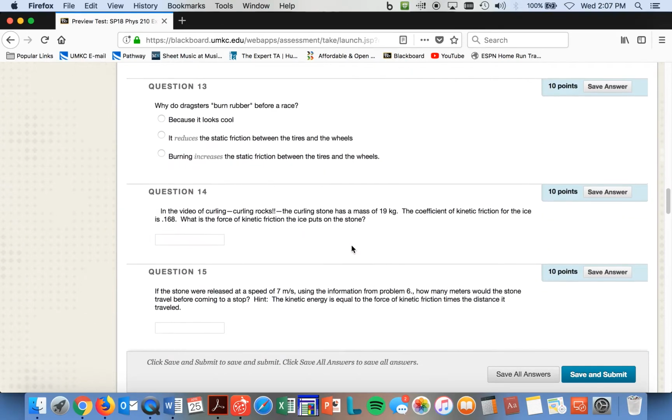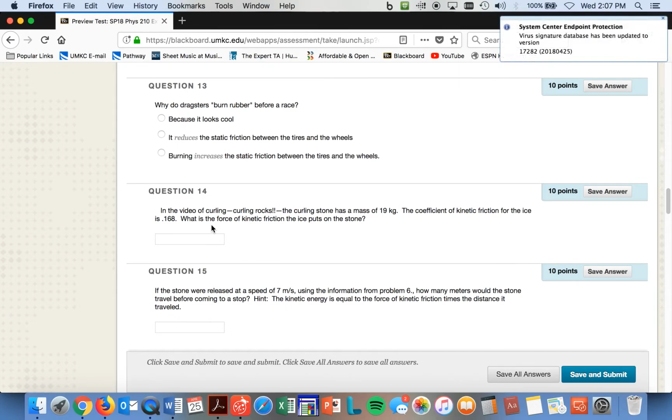Okay, so all of this is just fun stuff. Okay, curling rocks. The coefficient of kinetic friction for the ice is 0.168. That is so wrong. That was something I looked up, the kinetic coefficient of certain ices, but not for the curling stone. It's actually much, much lower than that. What is the force of kinetic friction the ice puts on the stone?